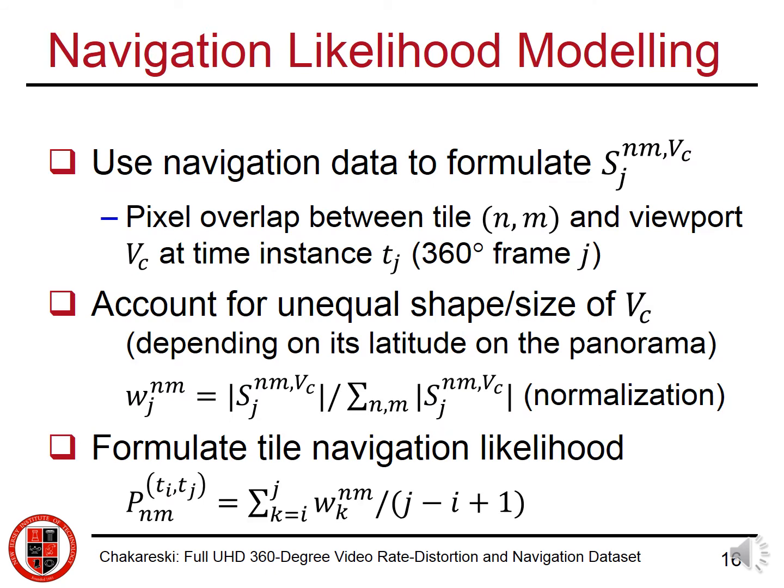We use the navigation data to formulate a navigation likelihood model as follows. First, for every tile N, M and video frame J, we formulate the set S that captures the pixel overlap between the tile and the user viewport at that time instance. To account for the unequal shape and size of the viewport depending on its latitude on the panorama, we then normalize these quantities leading into weights WJ for every tile. Finally, we formulate the likelihood that the tile is navigated by the user during a given time period by summing up its respective weights and dividing by the number of frames present in that time period, as shown here.